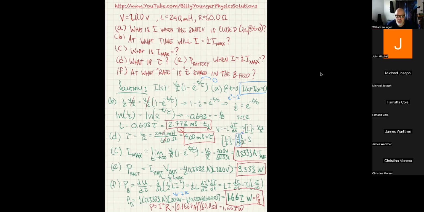So if you add those two wattages, the watt for the battery and the watt for the resistor, together, you'll get the total wattage that the battery is putting out. Okay, so yeah, you're exactly right. It went into the resistor. Any questions on that one?